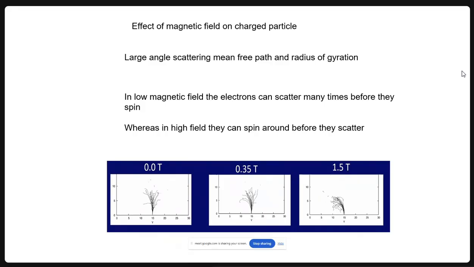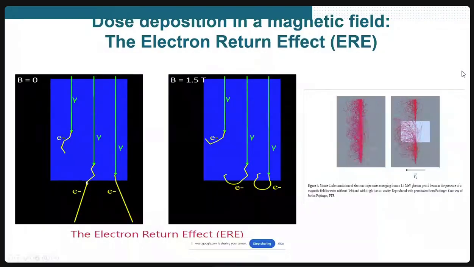If you look at the effect of a magnetic field on a charged particle, there is large angle scattering. With a low magnetic field, the electrons can scatter many times before they spin. But with a high magnetic field, they can spin around and then scatter. So in that case, they just turn and then deliver the dose. What really happens is that the electrons coming out of the patient can turn back and deliver dose to the posterior surface. So this can really increase your exit dose.